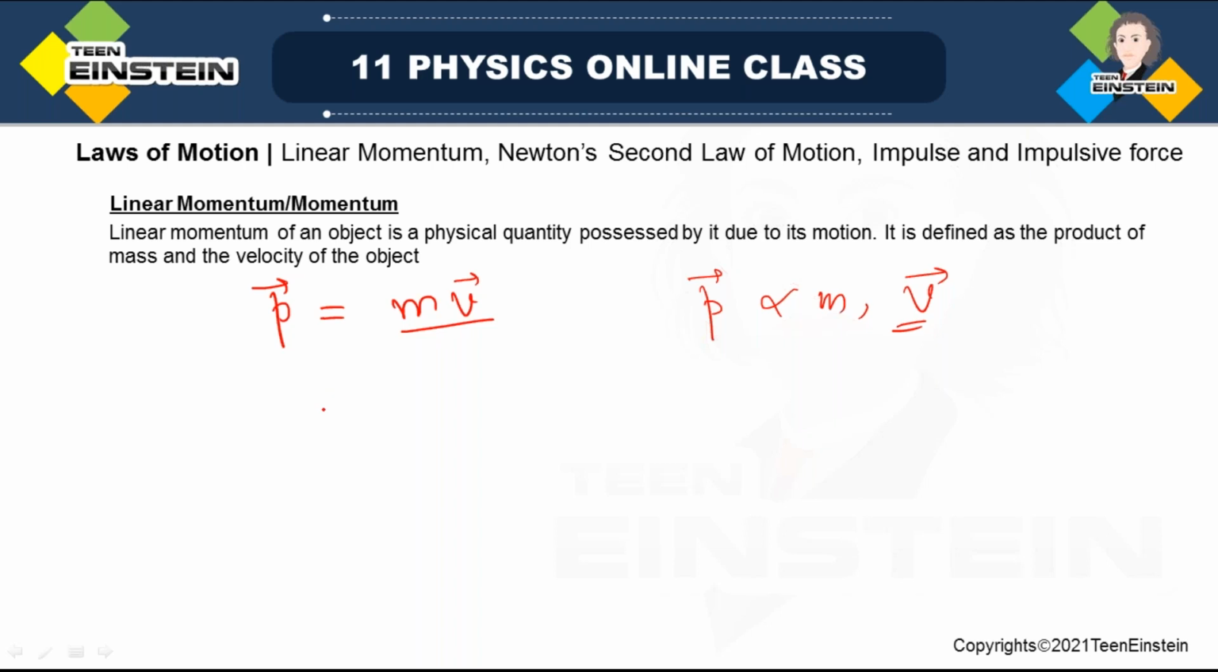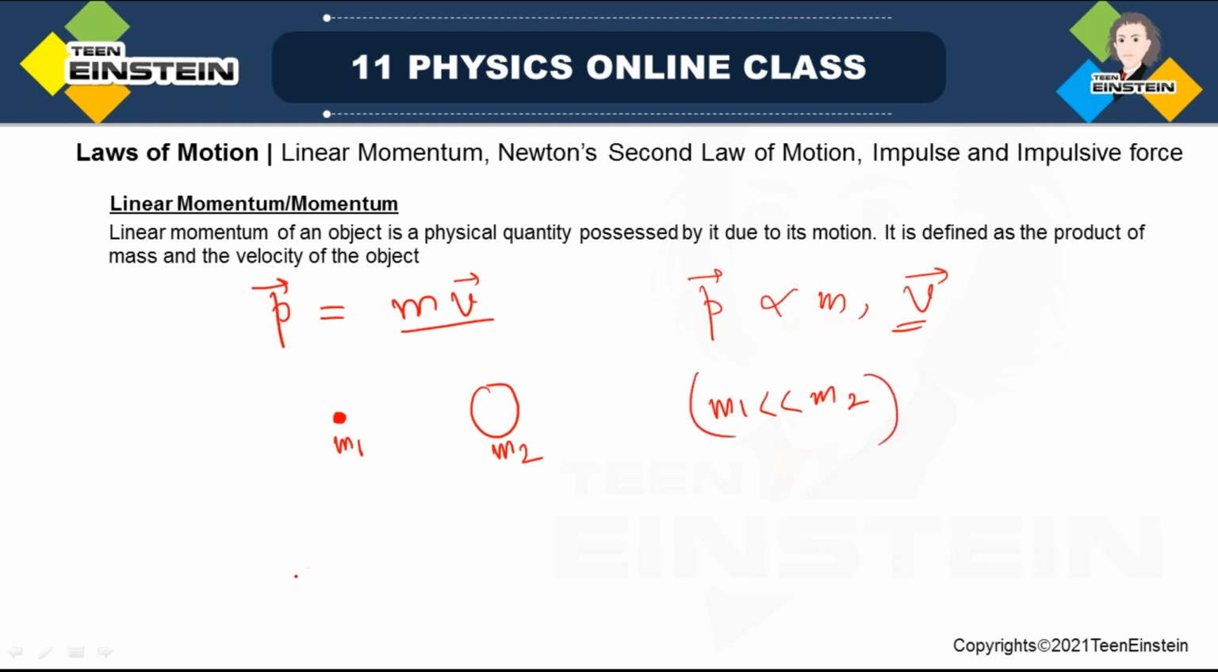I'll just give you a simple example. Suppose you have a small stone and you have a big stone like this. Now it has some mass, small m1, and it has m2, and m1 is much less than m2.